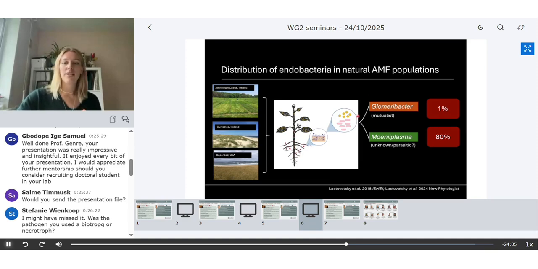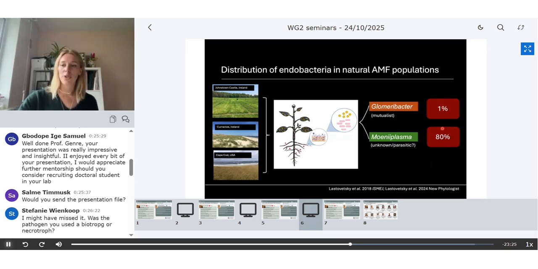And this pattern is not an average from all of these sampling sites. Some of them were separated by thousands of miles. They had different soil chemistry, different plant community structure, and they even had different underlying AMF community structure. But this pattern of Glomeribacter being very rare and Moeniplasma being very common was the same. So this pattern must indicate something, and it's likely indicative of the respective roles of these endosymbionts in AMF in nature.